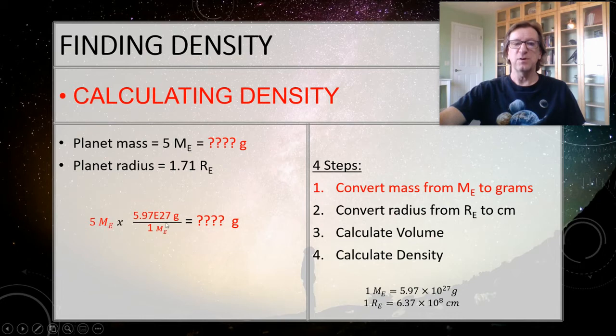Remember, what I want to convert times a fraction bar. I want the MEs to cancel, so I'm going to put the MEs in the bottom. I'm going to put the grams in the top. The 1 is glued to the ME. The 5.97 E27 is glued to the grams. Last step, multiply by everything in the top, divide by everything in the bottom, and you should get 2.985 E28. So to 3 significant digits, 2.99 E28.